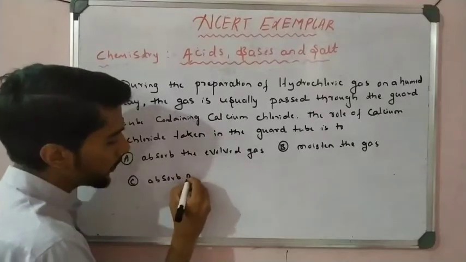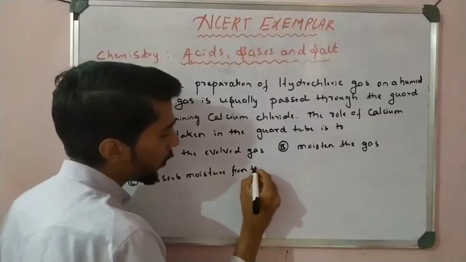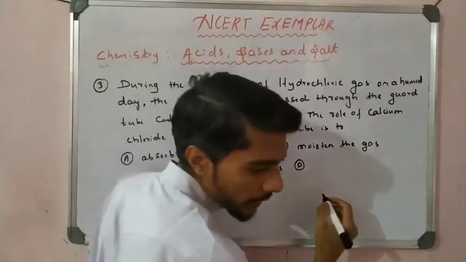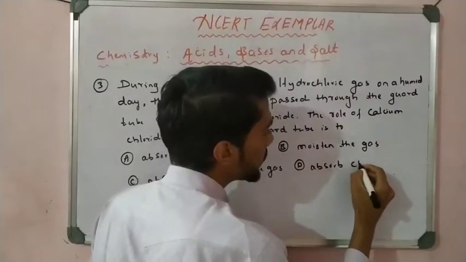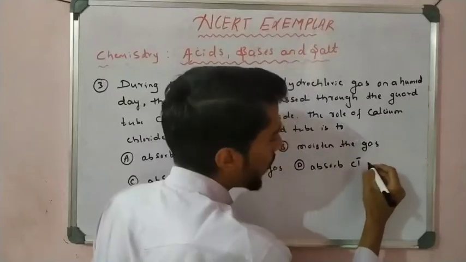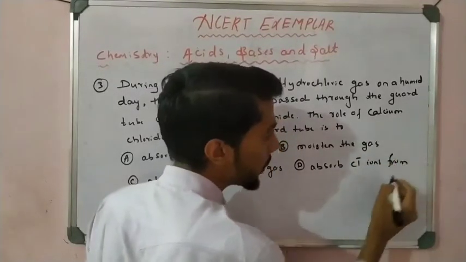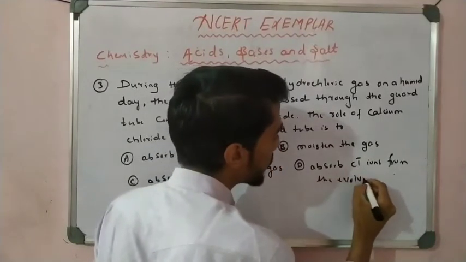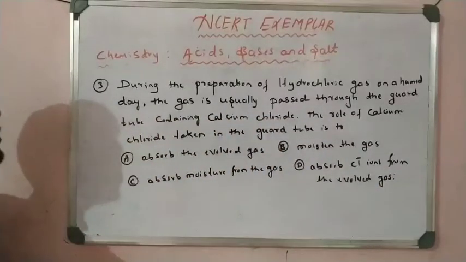Absorb moisture from the gas, and then absorb Cl minus ions, that is called ionization. Okay, ionization, formation of ions from the evolved gas. So see here which is the correct answer.